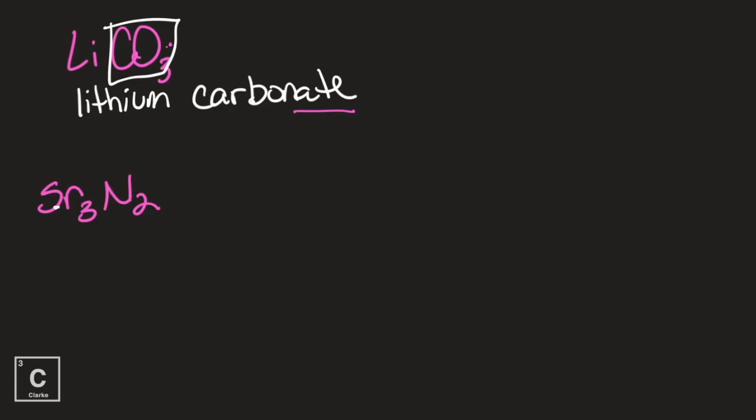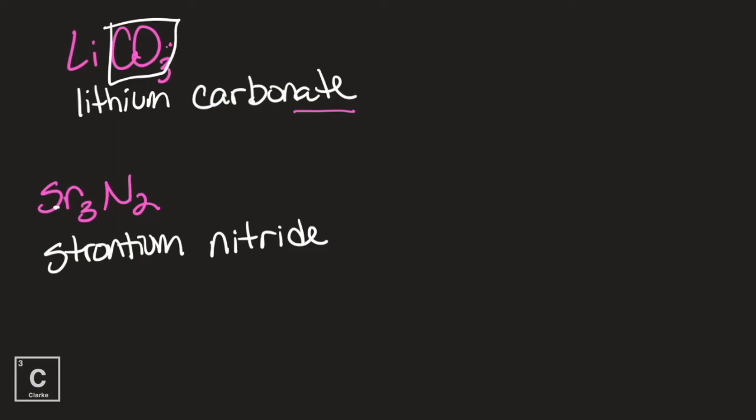Sr, we've got to look at that metal first. Strontium, it's in group 2, the alkali earth metals, so it's a main metal. So I'm just going to write it, strontium. Nitrogen, that's our non-metal, but it's from the periodic table, so we've got to change the ending to IDE. So we're going to put nitride: strontium nitride.